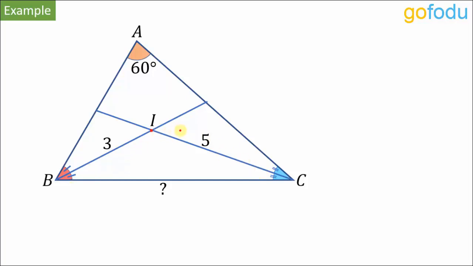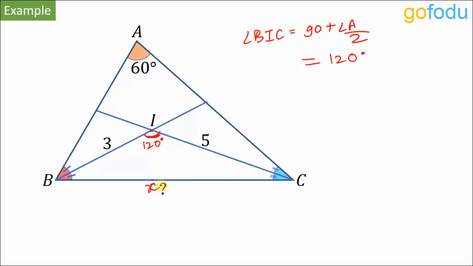Now if you recall, in incenter related properties, we have already derived that angle BIC came out to be 90 plus angle A by 2. 90 plus 60 upon 2 would be 120 degrees. Now in this triangle BIC, we have BI as 3, IC as 5, this angle as 120 degrees, and we have to calculate this third side.